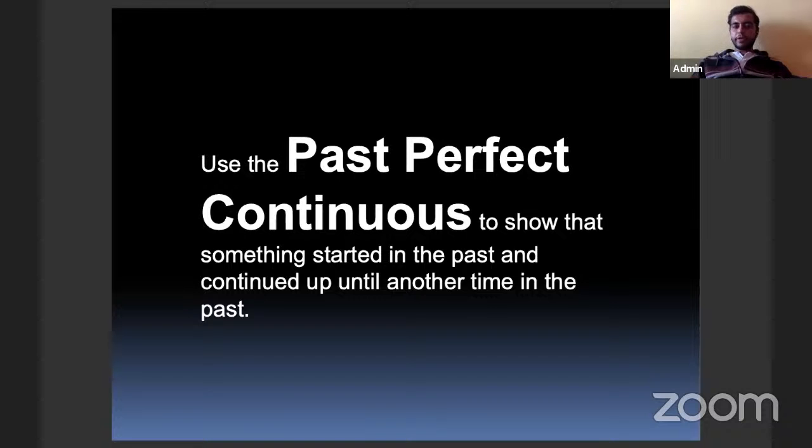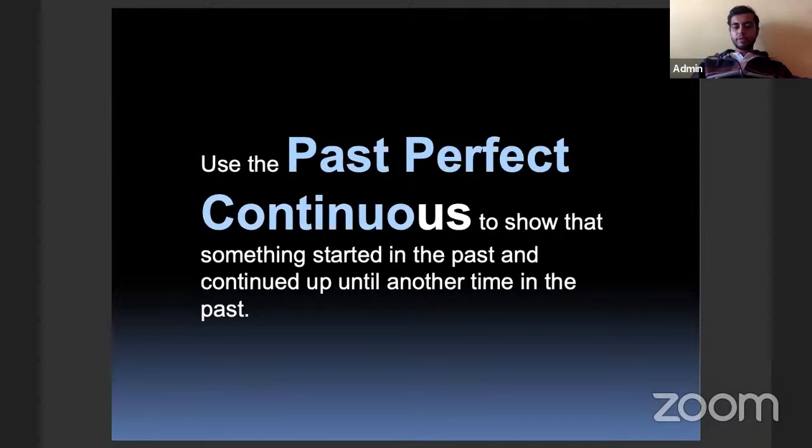Now, we have learned simple past: a specific action at a specific time in the past. We have learned past continuous: a specific action in a continued manner, or one that was continuing in the past. We have used the past perfect, which is something that happened before something else in the past.